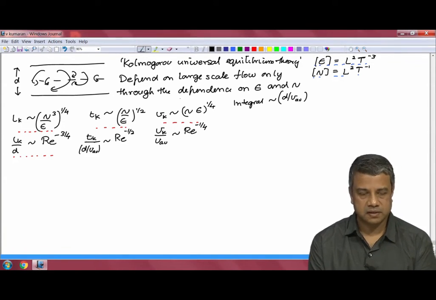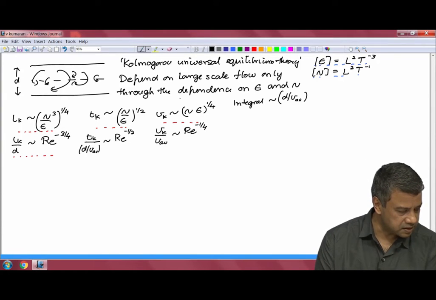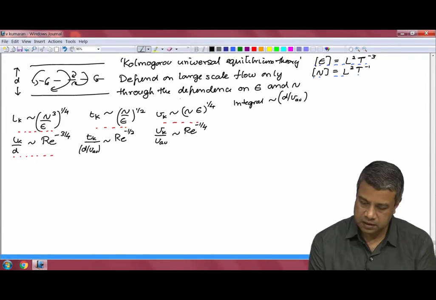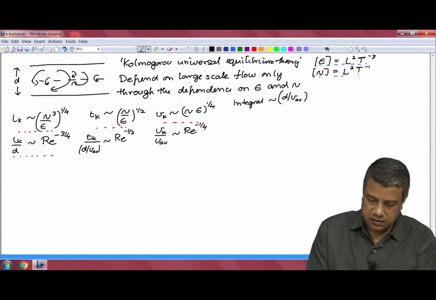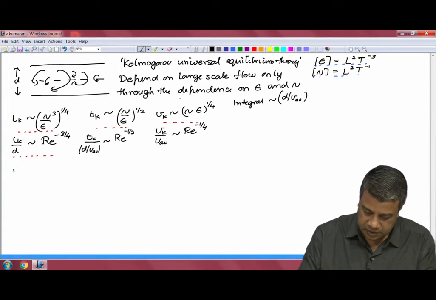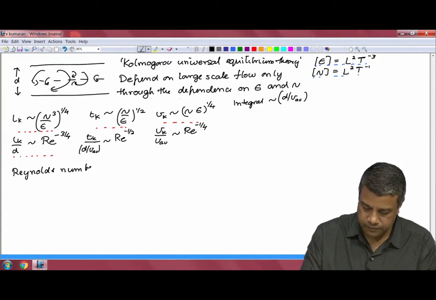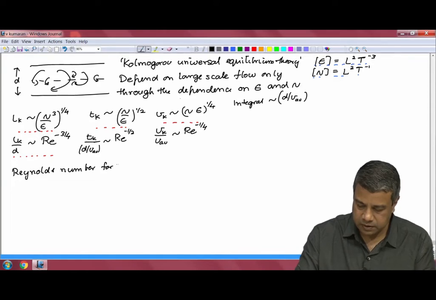So, these we just got on the basis of dimensional analysis. What are the ratios of, for example, the Reynolds number for Kolmogorov scales?